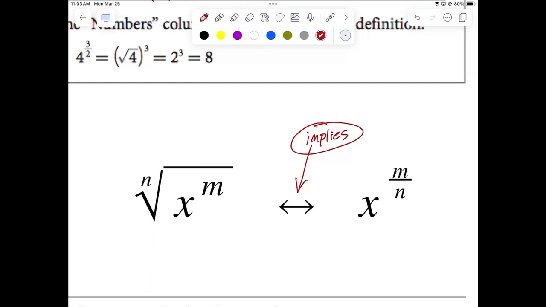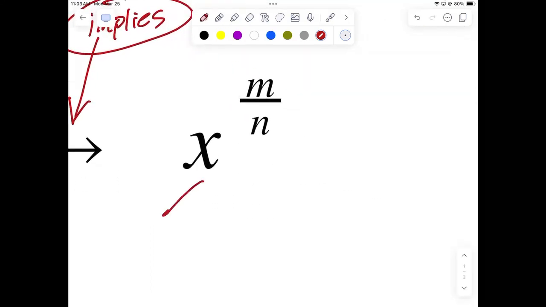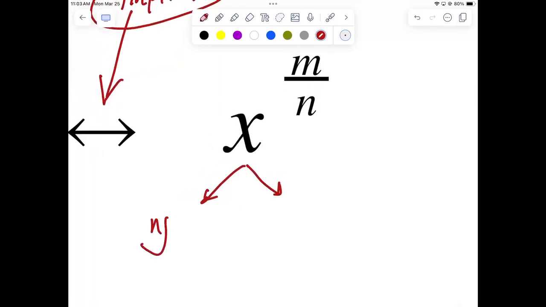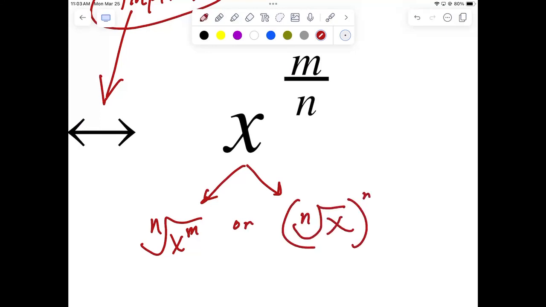Okay. Now it's also worth adding to this. This can be written two ways. It could be the nth root of x to the m, or it could be the nth root of x to the mth power. Either one of them. Which way is easier to write if you just want to present the final answer? Which one has fewer symbols? The left one, right? For presentation. This one is for presentation.